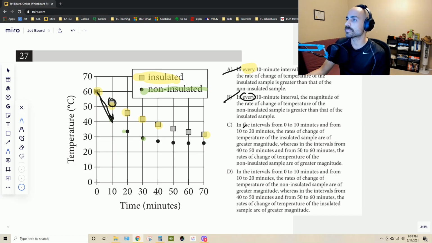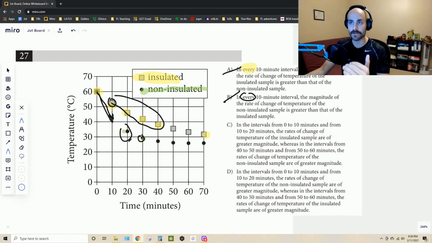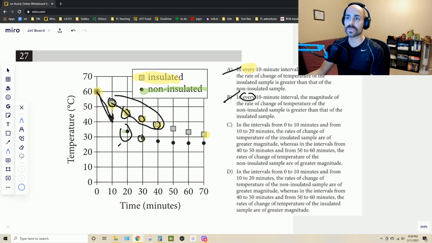In the intervals from 0 to 10 and from 10 to 20 minutes, the rate of change of the temperature of the insulated sample is of greater magnitude. So what they're saying is that the insulated changes more from 10 to 20 minutes. And that's not the case, because as we saw, it's the non-insulated that's changing more. That's why it's pulling down further compared to the insulated squares, which are still just hovering a little bit below the next one.